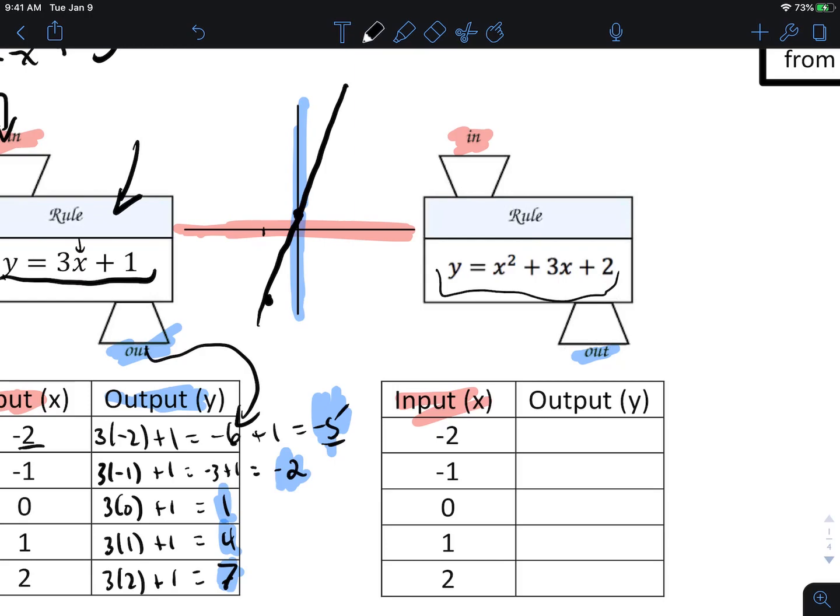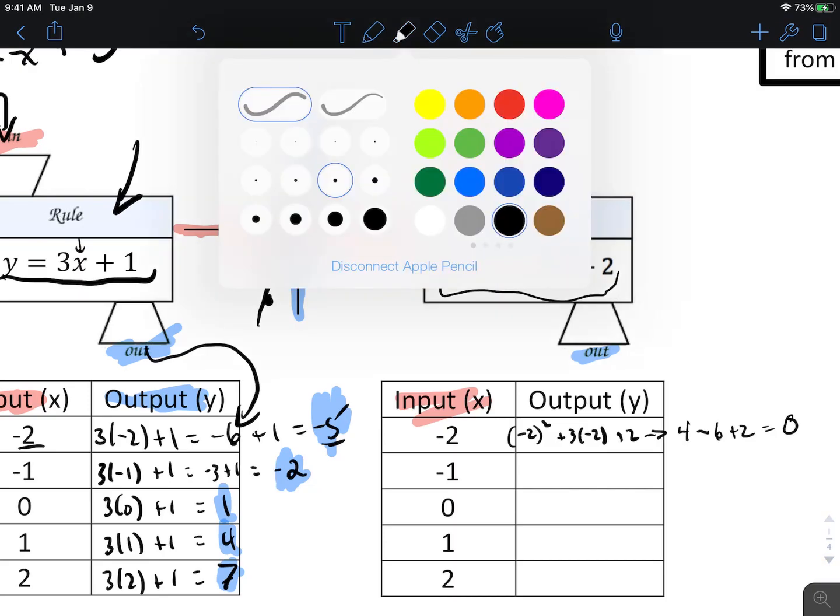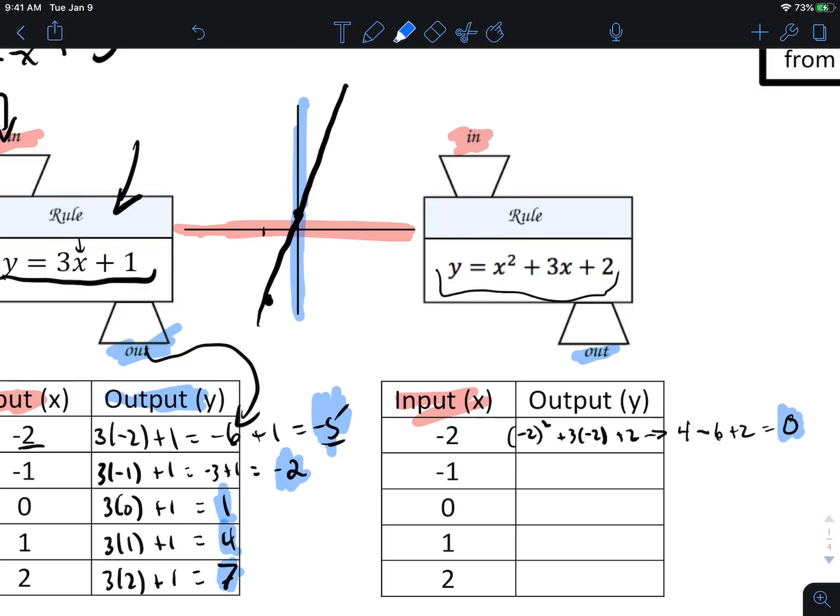So for the first one, I'm going to go negative 2 squared plus 3 times negative 2 plus 2. And I do each one of those steps individually. Negative 2 squared is 4. And then 3 times negative 2 is minus 6. And then plus 2. So 4 minus 6 is negative 2, plus 2 should be 0. So there's my output for this function machine. When I input negative 2, I get an output of 0.